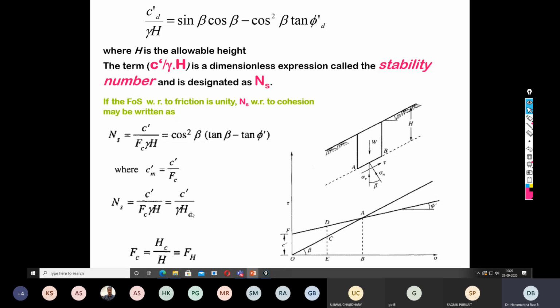So at a critical height, the factor of safety with respect to the cohesion and the factor of safety with respect to height are the same. At critical height, the factor of safety with respect to the cohesion and with respect to height both are the same. So this is another interpretation that can be made from the derivations.